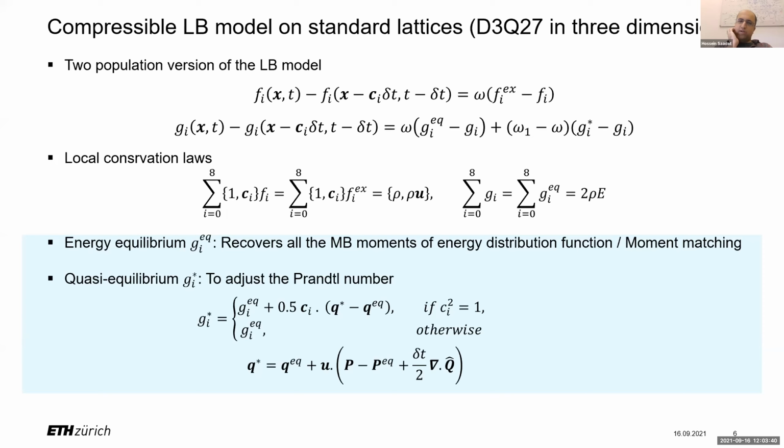And finally, we also need a quasi-equilibrium population to have control over the Prandtl number. With Chapman-Enskog expansion, we can show that this quasi-equilibrium population needs to differ from the equilibrium population just in the first order moment. So the first order moment of G star should be the equilibrium moment plus this additional term here. And this additional term ensures that we are recovering the correct viscous heat dissipation in the hydrodynamic limit.